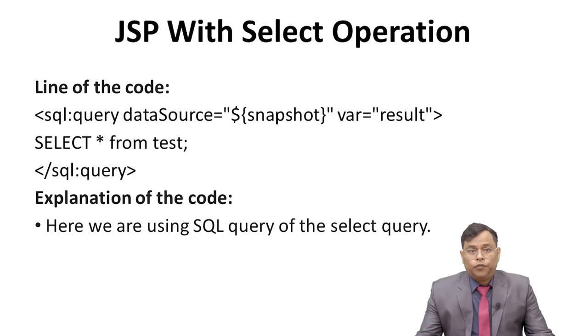In next line we use sql:query dataSource equal ${snapshot} var="result", and we use the select query, select * from test, and we terminate the SQL query. So here we are using SQL query of select query.